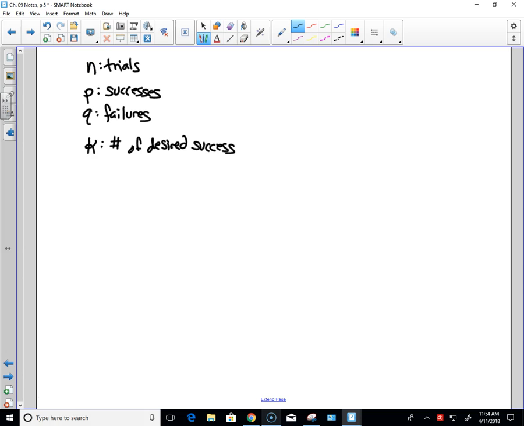It told us in the directions that we could figure out the probability of k successes using the formula nCk p to the k, q to the n minus k. What does that look like? Binomial theorem. So probability actually applies binomial theorem. And let me give you an example.